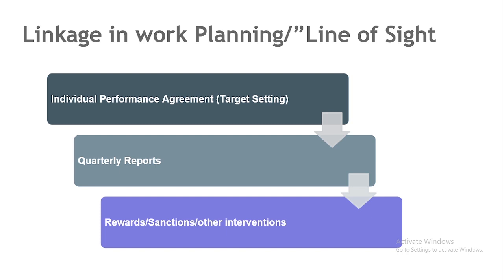Then set your targets, that is the individual performance agreement of when you will achieve these activities you set out in the work plan. After that, they should have quarterly reporting or reporting formats, that maybe in this quarter we've done these and these activities. Let's report on them. Let's evaluate, have we achieved all of the activities? How's the progress? Do we need to change something? Then after, there are rewards or sanctions or other interventions.